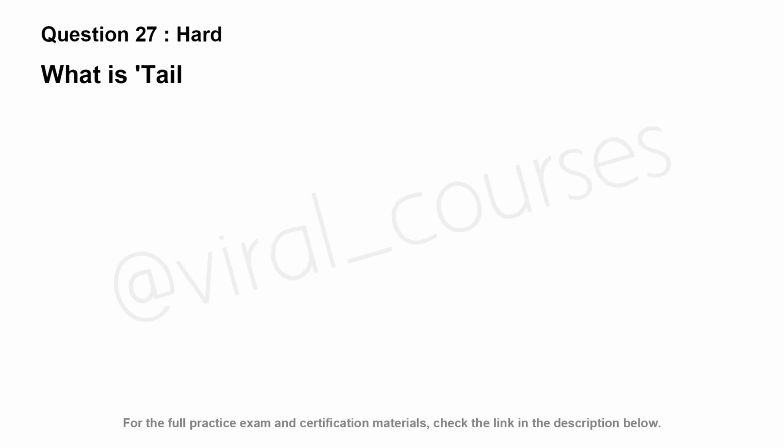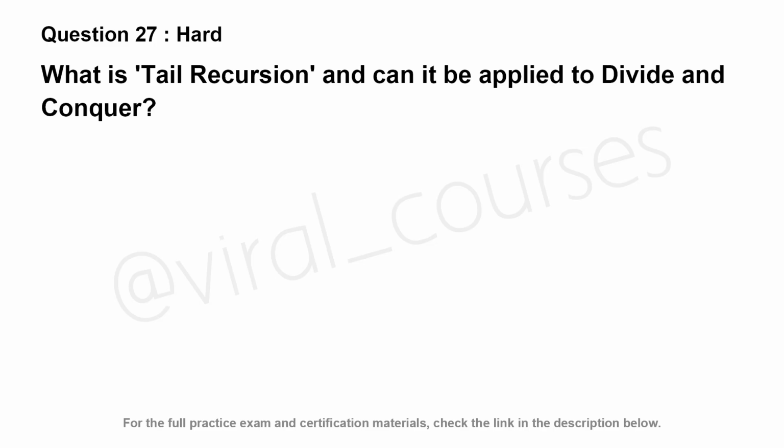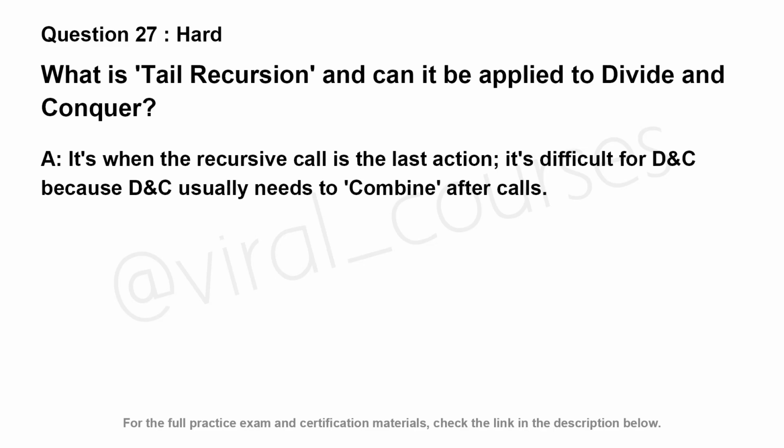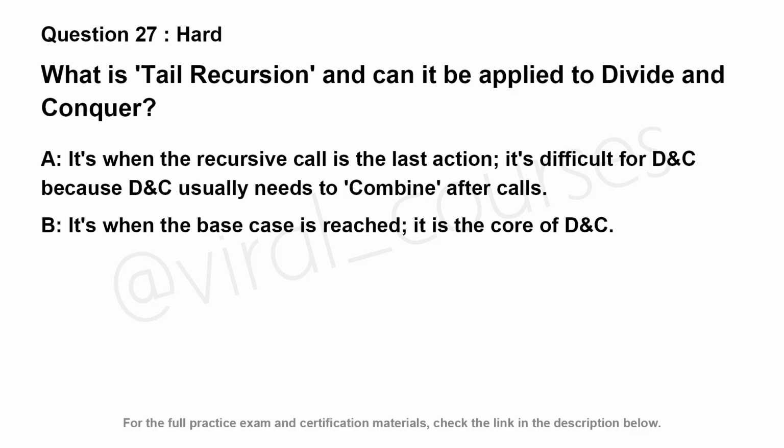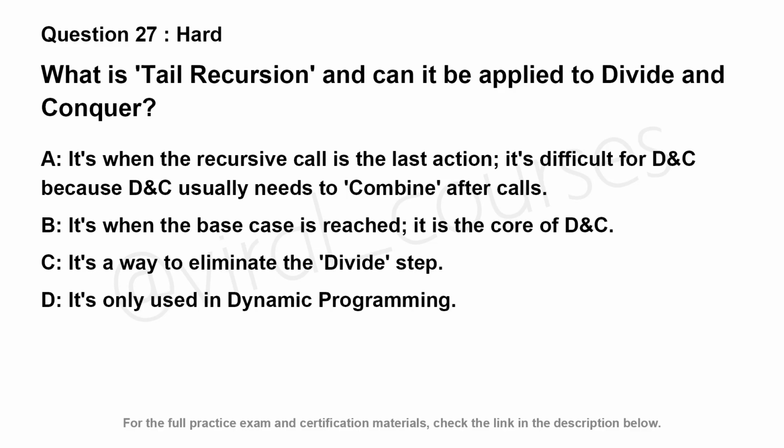What is tail recursion, and can it be applied to divide and conquer? Option A. It's when the recursive call is the last action. It's difficult for DNC because DNC usually needs to combine after calls. Option B. It's when the base case is reached. It is the core of DNC. Option C. It's a way to eliminate the divide step. Option D. It's only used in dynamic programming.